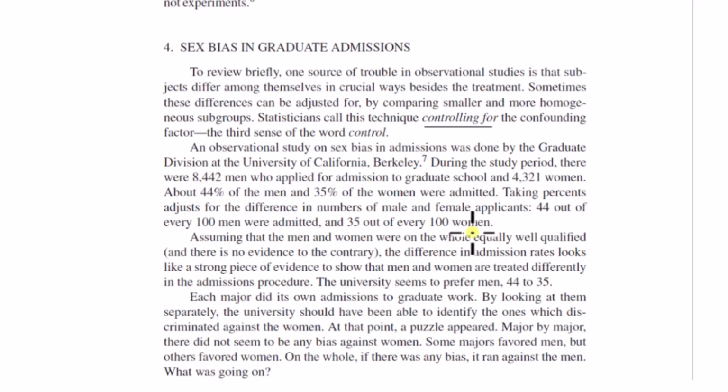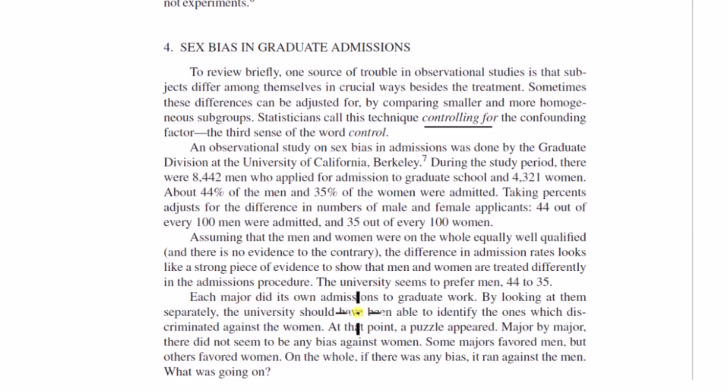Right. So for admission to graduate school, on the whole, all the graduate colleges, what percentage of women were accepted or admitted and what percentage of men were admitted? Total, 44% of the men, 35% of the women. So that seems like there's a bias towards men, right?